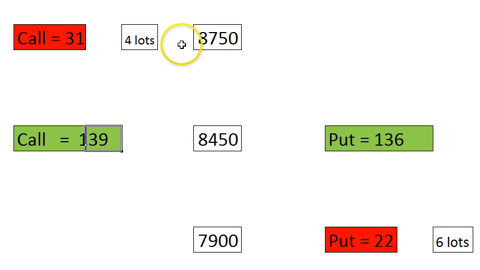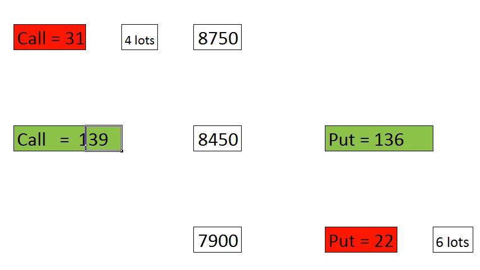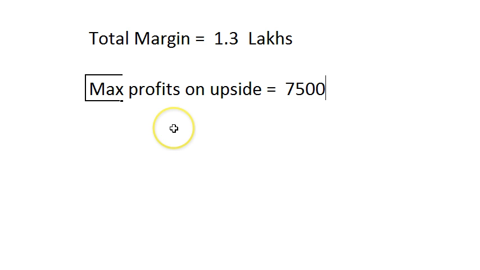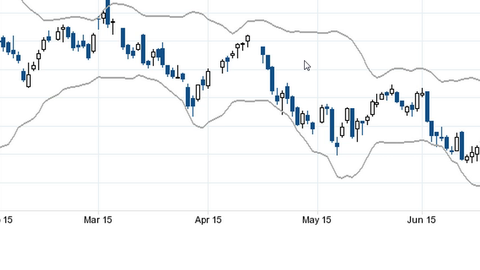So 300 multiplied by 25, you would be in profits of 7,500 rupees, since this cost is already nullified by selling this. So the maximum profit potential on the upside, I'm just going to mark, max profits on upside is 7,500, and 7,500 on 1.3 lakhs should be approximately 6% returns.